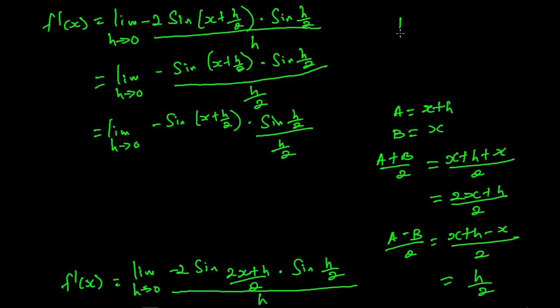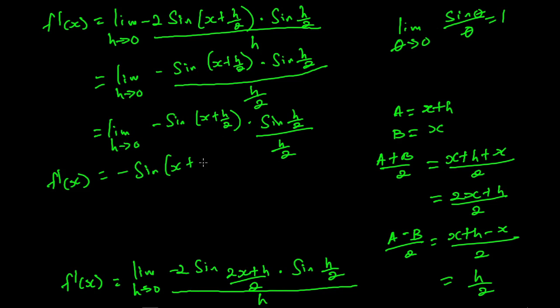From here, we said that the limit as θ tends to 0 of sin θ over θ is equal to 1. That means as h tends to 0, sin(h over 2) divided by h over 2 is also going to be 1. In that case, as h is tending to 0, the h over 2 term in the first sine is going to be 0, so we are left with negative sin x, then multiplied by 1.